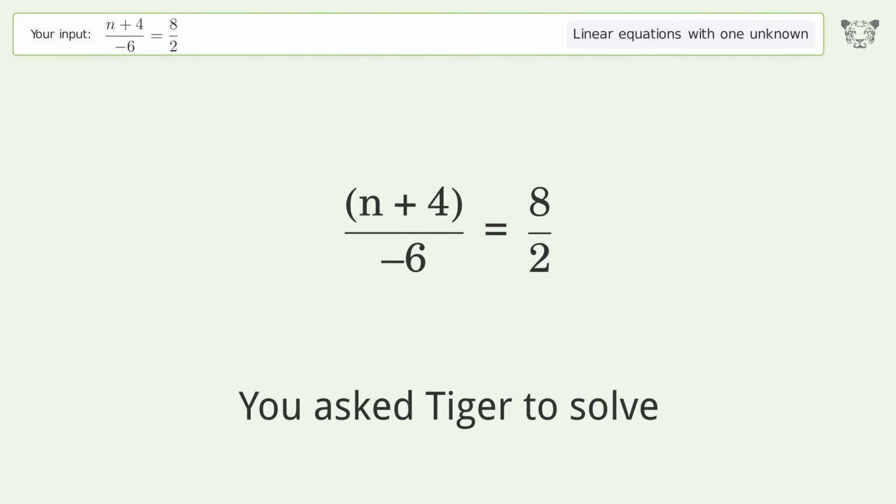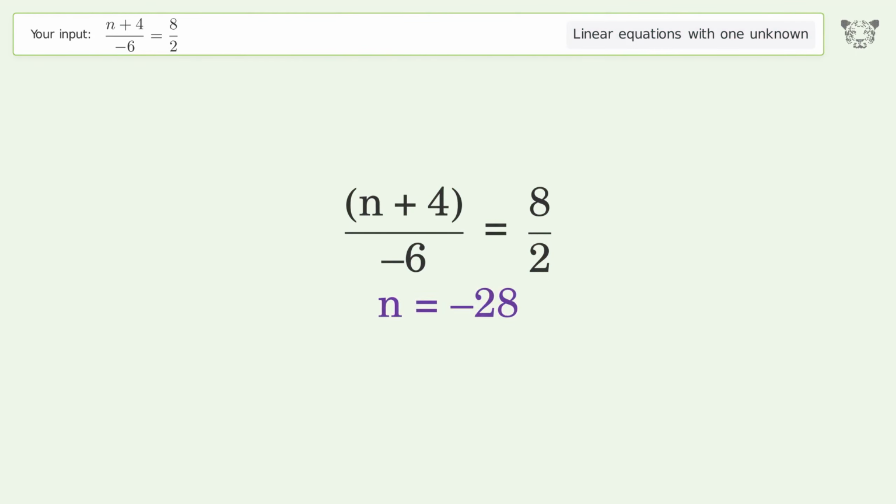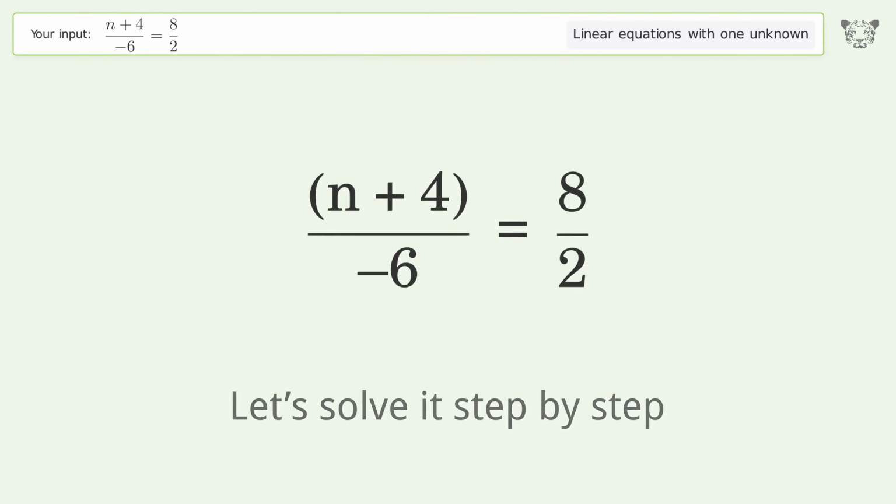You ask Tiger to solve. This deals with linear equations with one unknown. The final result is n equals negative 28. Let's solve it step by step.